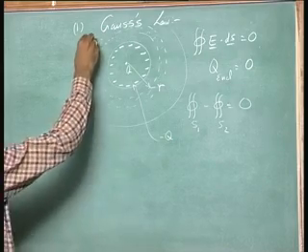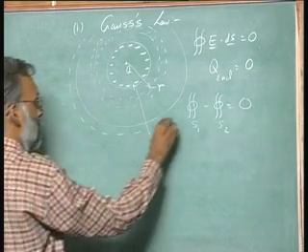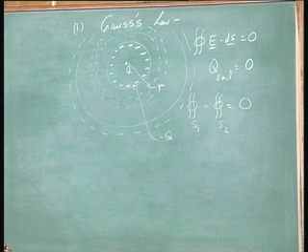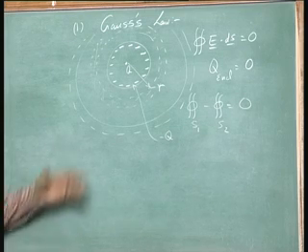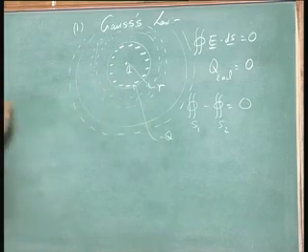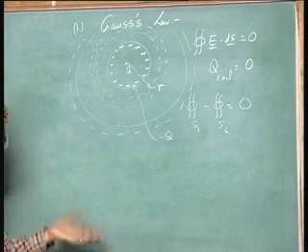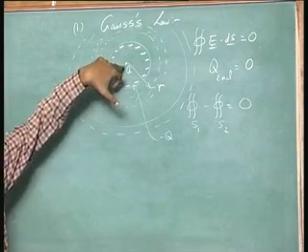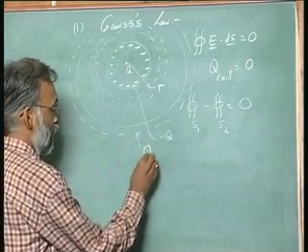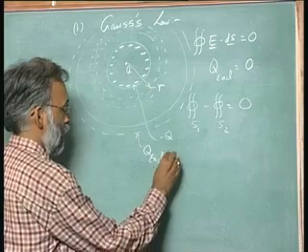And if we draw a Gaussian surface outside the sphere, then total charge enclosed, well, the charge on the metal is 0, because metal has no net charge. Charge at the center is q. So, out here q enclosed is equal to q.